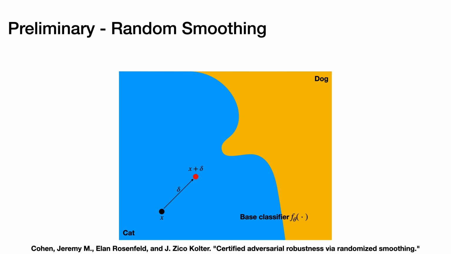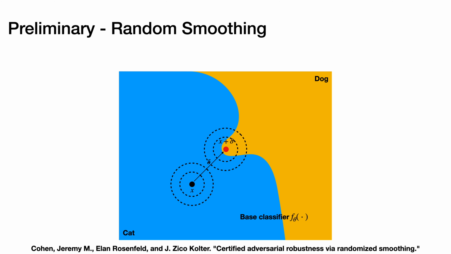If x is far away from the boundary, for the delta perturbation shown here, the perturbed data will also be classified as cat by f theta. However, things get worse as x is closer to the boundary. Here, we can find a perturbation delta to fool the classifier.